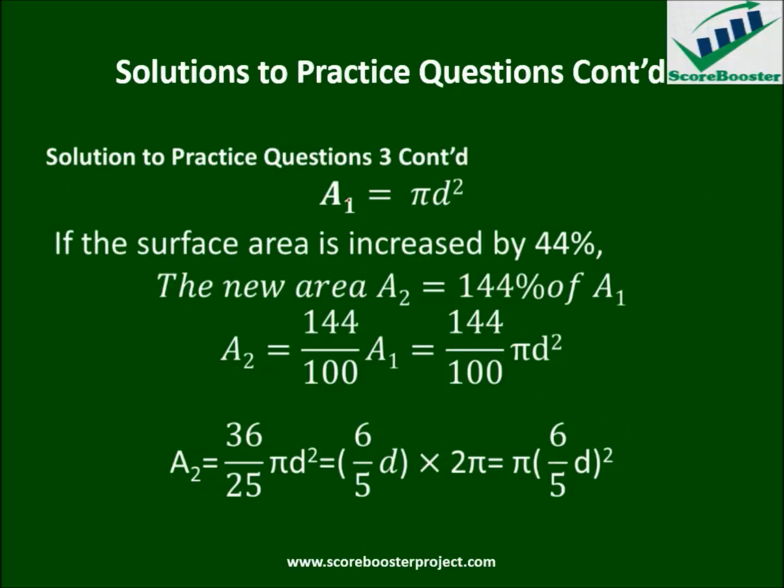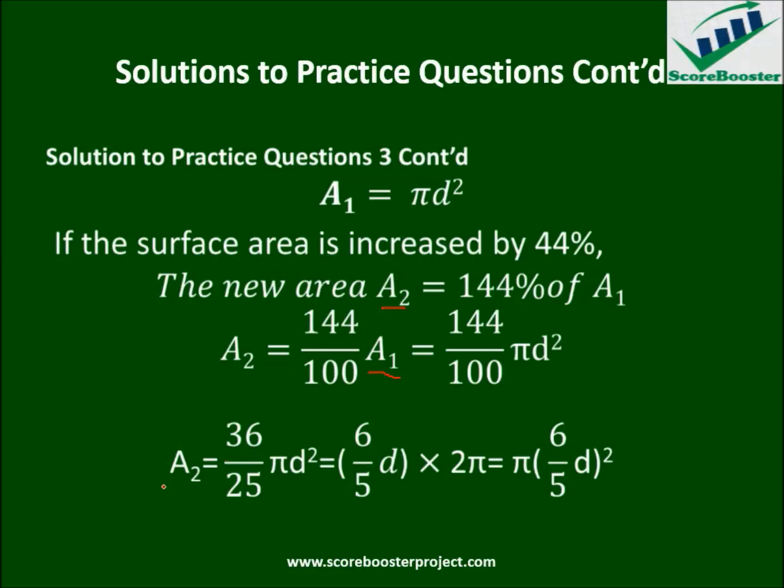So now A1, which is the original area, equals pi d squared. Now if the surface area is increased by 44%, the new area is simply 100% plus 44% of the original area, and we've represented the new area with A2. So A2 equals 144% of A1, which is 144 over 100 times A1, and replacing A1 with its expression, pi d squared, it equals 144 over 100 pi d squared.